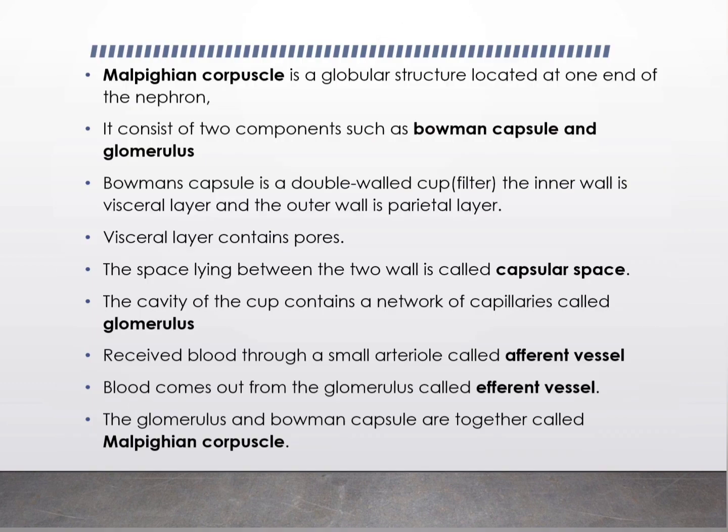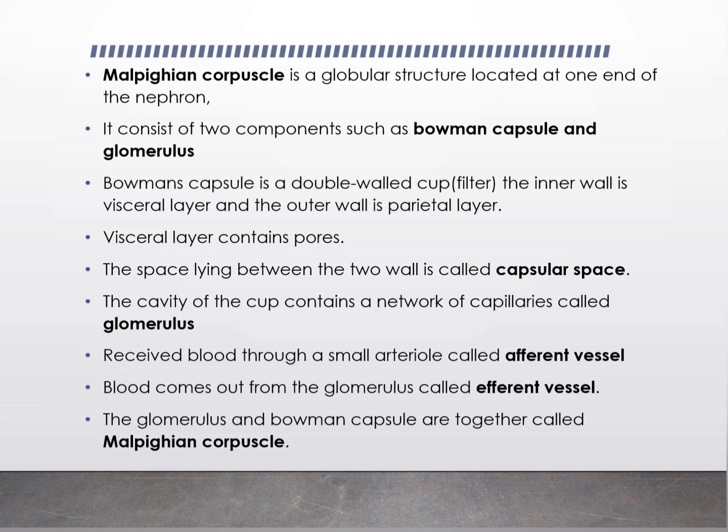The Malpighian corpuscle is a globular structure located at one end of the nephron. It is the filtration unit. The Malpighian corpuscle is formed of two components, Bowman capsule and glomerulus. Bowman capsule is a double-walled cup. The inner wall is called the visceral layer, the outer the parietal layer. The visceral layer contains many pores. The space lying between the two walls is called the capsular space.